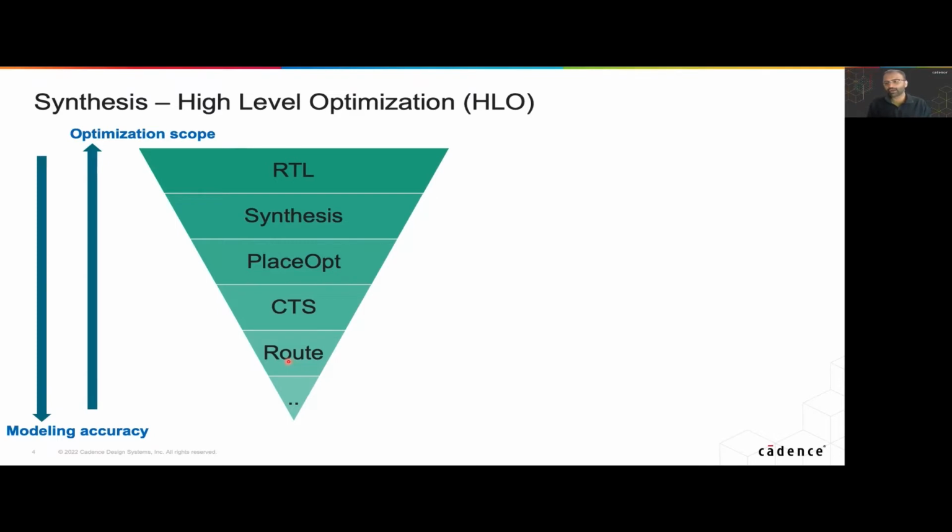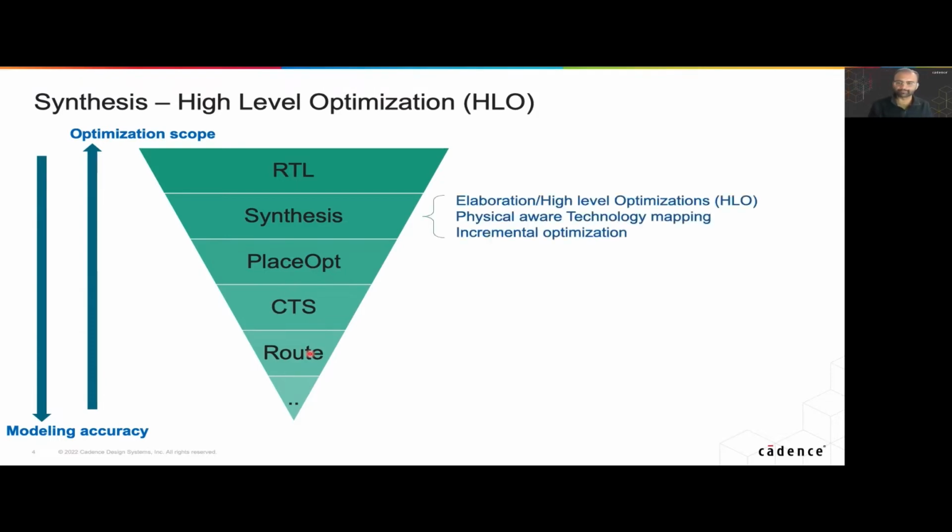At the one end, you have the maximum optimization scope at the top, and then you have the maximum accuracy at the bottom. So we obviously work in this space to try to reduce the gap as much as we can. But the key thing to remember is that the decisions you have to make early on have the biggest impact on your PPA.